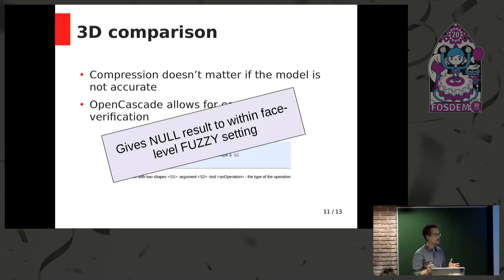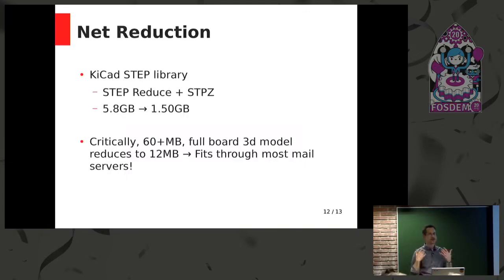So what does that overall get us? Where do we stand on a larger library? Well, the KiCad STEP library goes from 5.8 to 1.5. This means that we can support four times as many models within the same build volume and within the same download.